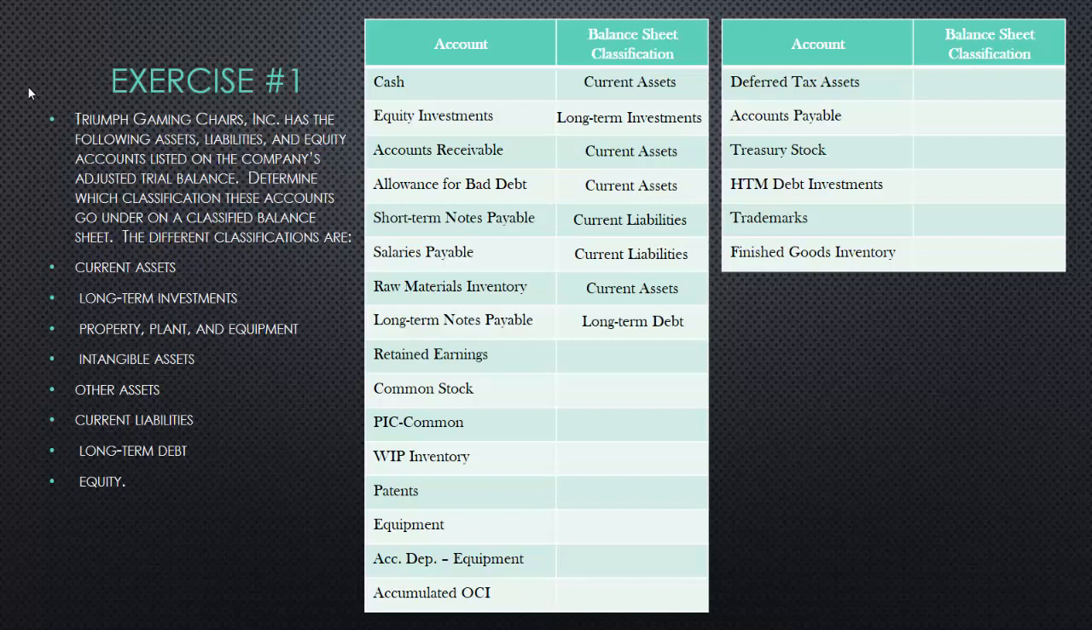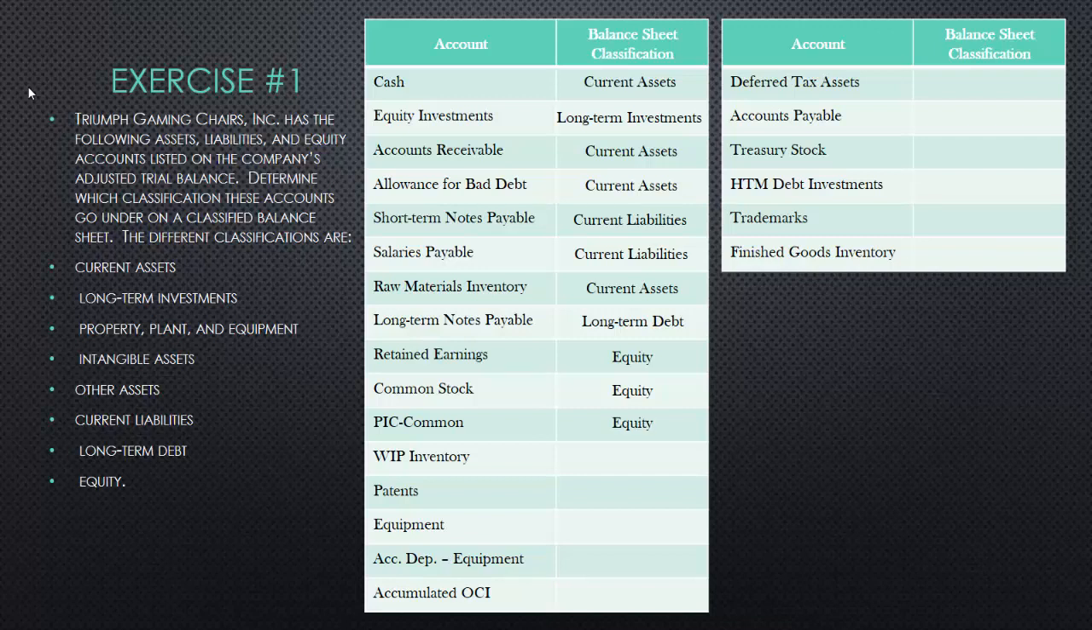Retained earnings is the amount of profitability that our company is holding on to in order to expand operations and grow the business, and is therefore equity. Common stock is the amount of money paid in from external parties that can be attributable to the par value of our stock. That's still going to go into equity. APIC common, paid in capital in excess of par on common stock transactions, is the amount above that par value that people pay when they buy our stock, but that still goes into equity.